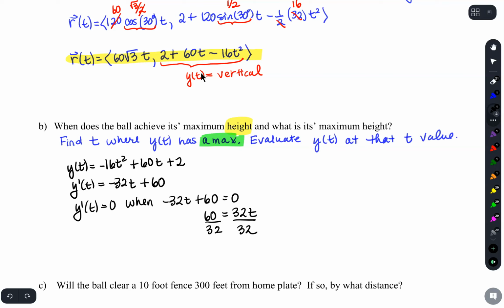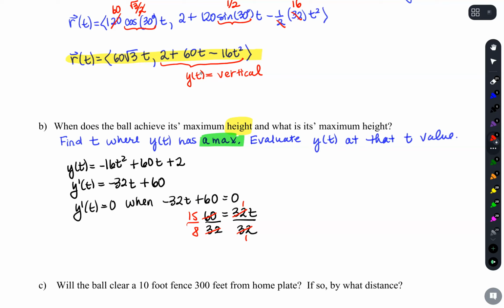And then we will simplify that. So the right-hand side is simpler to simplify. 32 divided by 32 is easy. It's 1. On the left-hand side, 15 times 4 is equal to 60, and 8 times 4 is equal to 32. So we're going to divide both the numerator and the denominator by 4. And when we do that, we get 15/8.